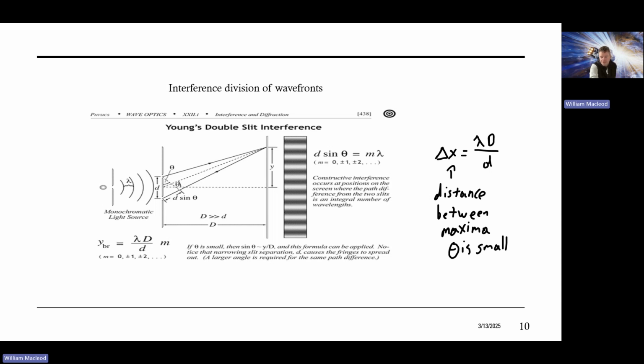When theta is very small, you can use the equation delta x, which is the distance between the maxima, is equal to lambda, the wavelength, times D, the distance between the slits and the screen, divided by d, the distance between the slits. So that's when you can use that equation, when theta, the angle, is very small.